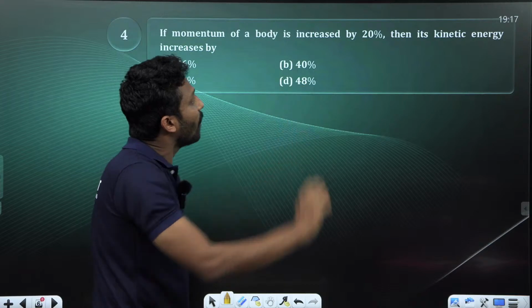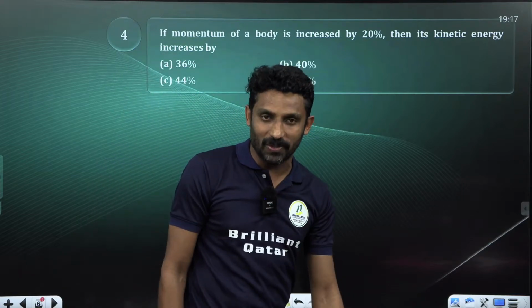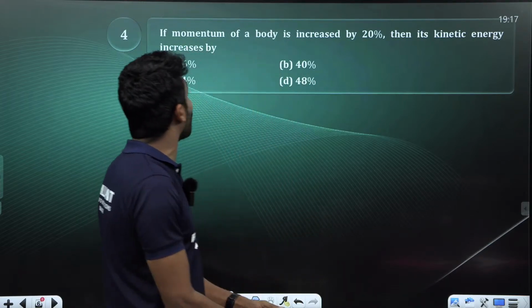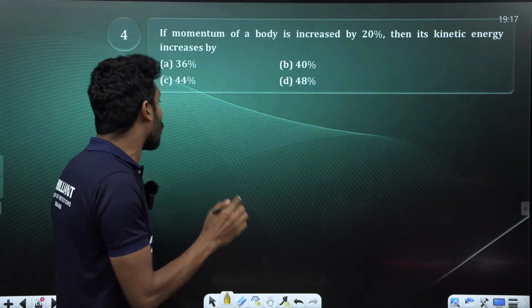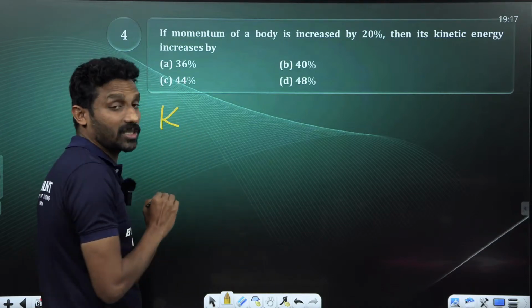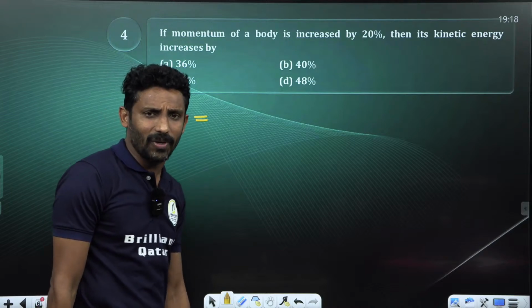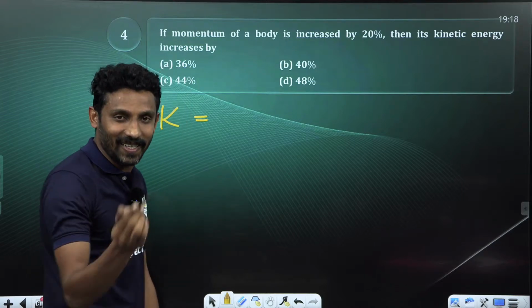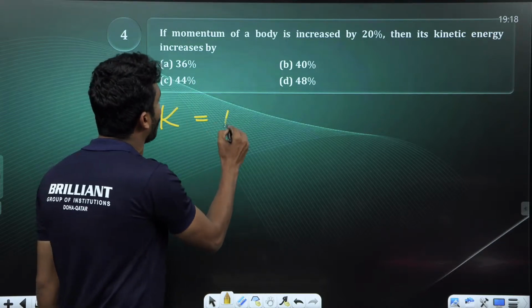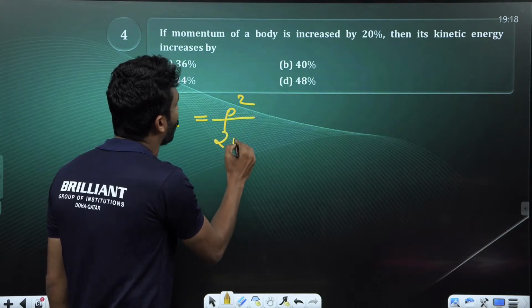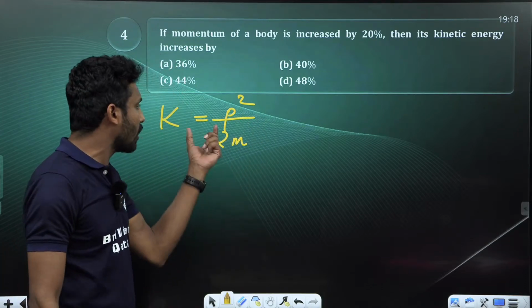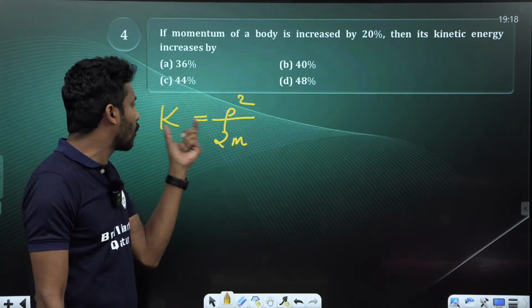If the momentum of a body is increased by 20%, then its kinetic energy is increased by? Here the quantities connected are kinetic energy and momentum. What is the relation between kinetic energy and momentum? Kinetic energy K is equal to P square divided by twice the mass. You know this very well known equation.